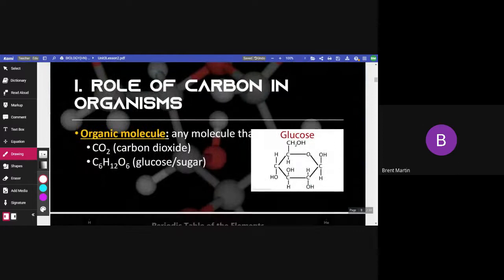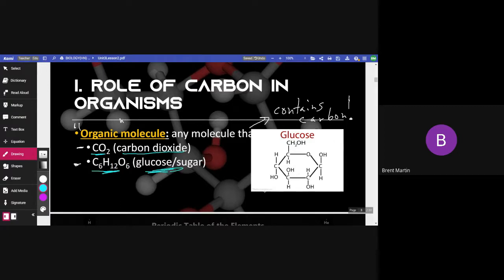So let's go ahead and start with this thing, man. The role of carbon in organisms. Carbon is considered to be an organic molecule. And just FYI, organic is any molecule that contains carbon. So if there's any molecule that contains carbon, it'll be an organic molecule. That would include CO2, because it's carbon dioxide, or C6H12O6, which is sugar.